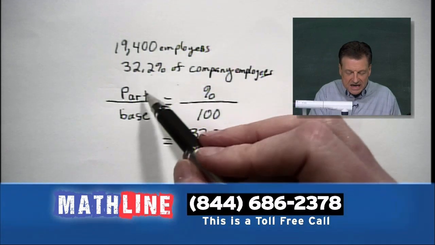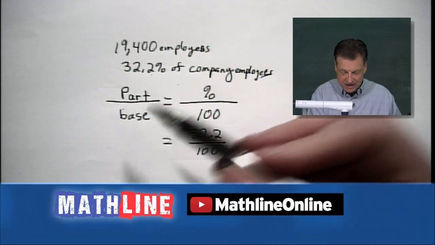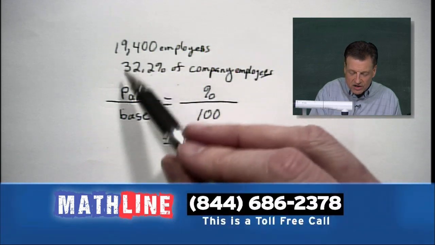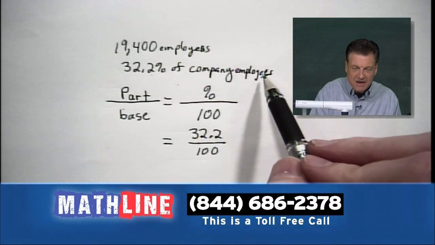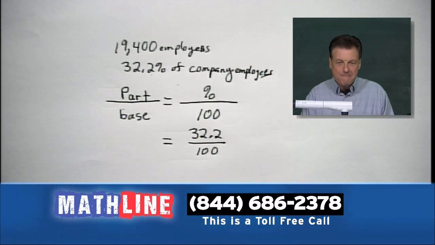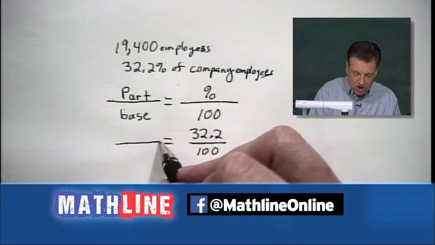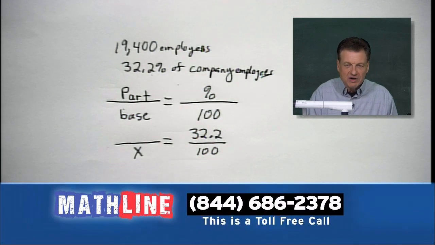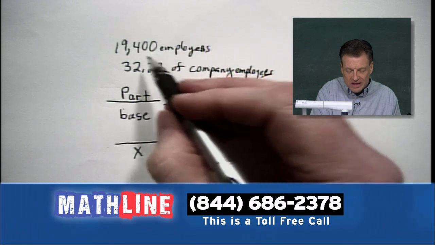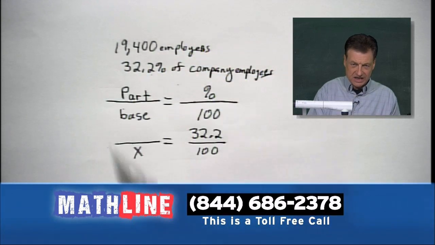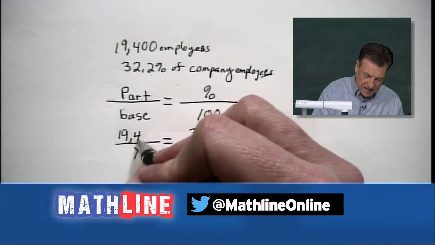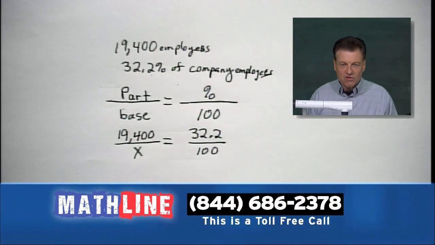So now what we've got to decide is, do we have a part or do we have a base? It says you're told 32.2% of something, but you don't know what it is, do you? No. So that's where you're starting from, and that's your x or n, whatever variable you want to put there. What did you end up with? That's the part, the part you have at the very end. So here we go. 19,400 goes over x. So far, so good?